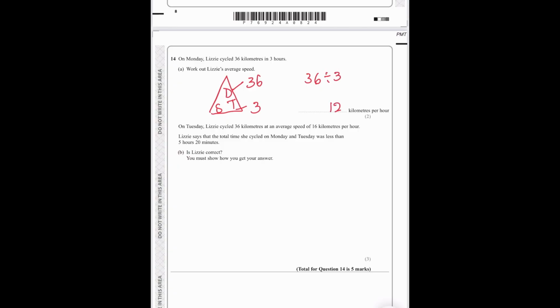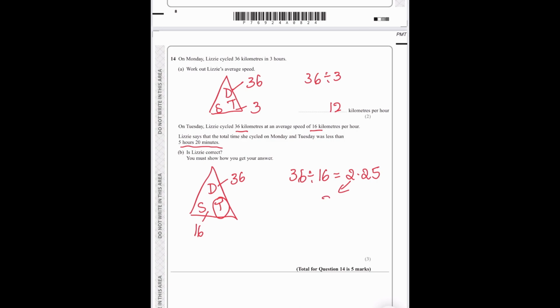On Tuesday, Lizzie cycled 36 kilometres at a speed of 16 kilometres per hour. So let's do another speed, distance, time. This time she cycled 36 kilometres and her speed is 16. Lizzie says the total time she cycled was less than 5 hours 20. So to find the time, it's going to be 36 divided by 16, which gives me 2.25.